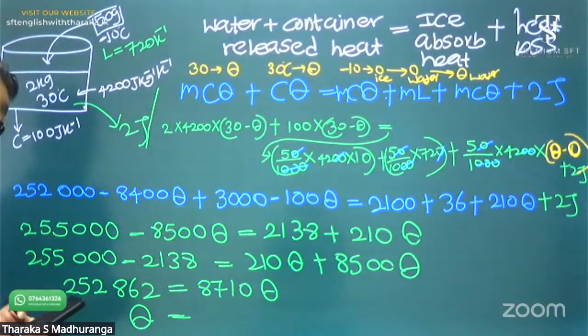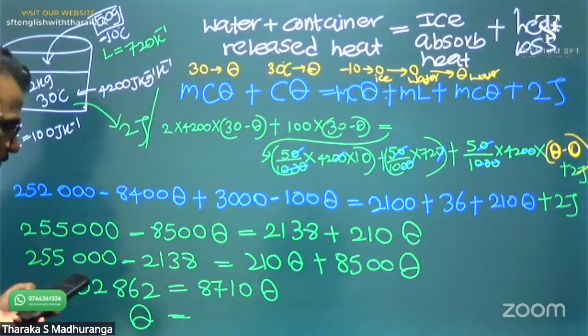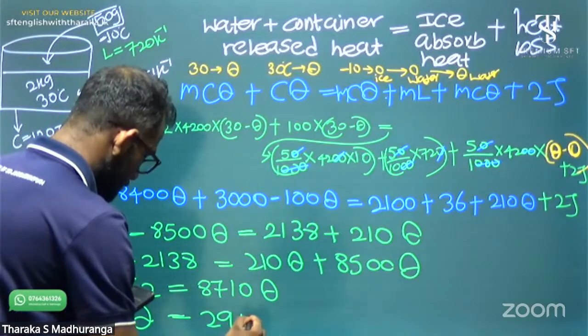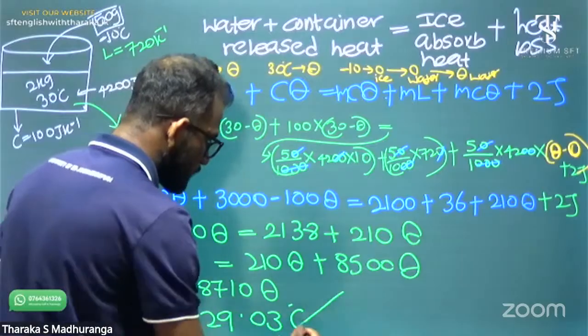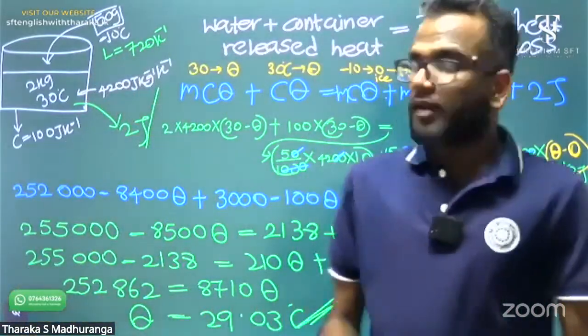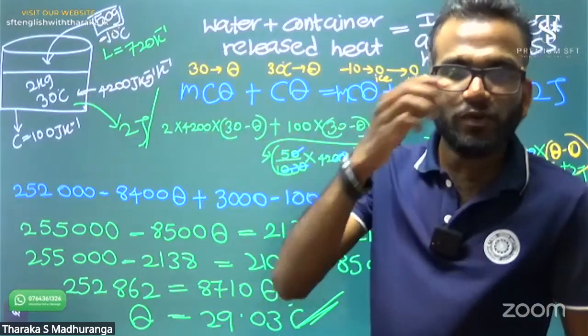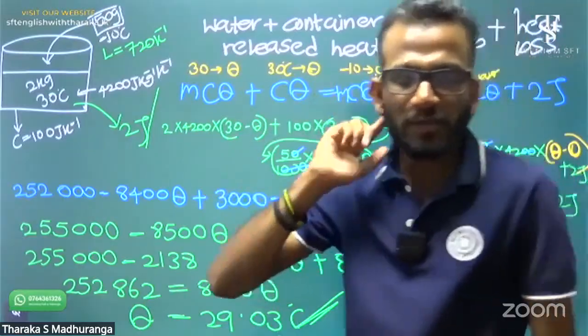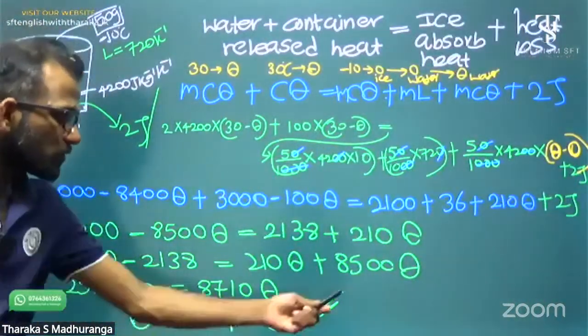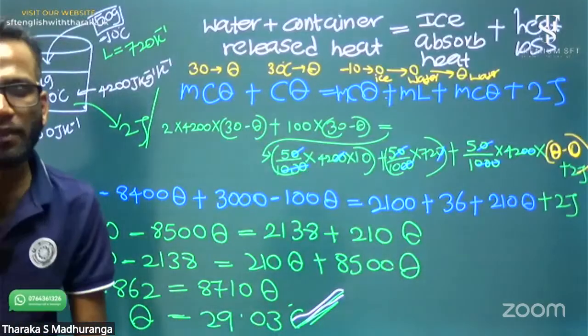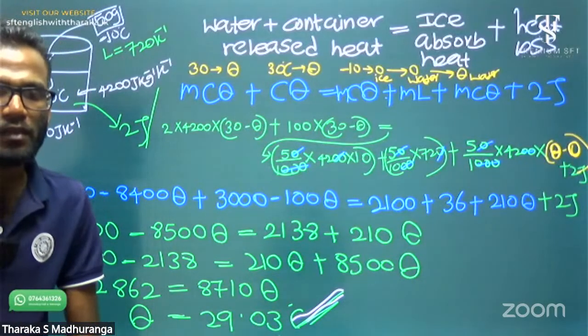Now you can divide. Yeah, 29.03 Celsius. Because we add a very small ice cube to the 30 Celsius water container, there is no considerable temperature difference. Sorry, previously I got the wrong one. Yeah, these are the values.